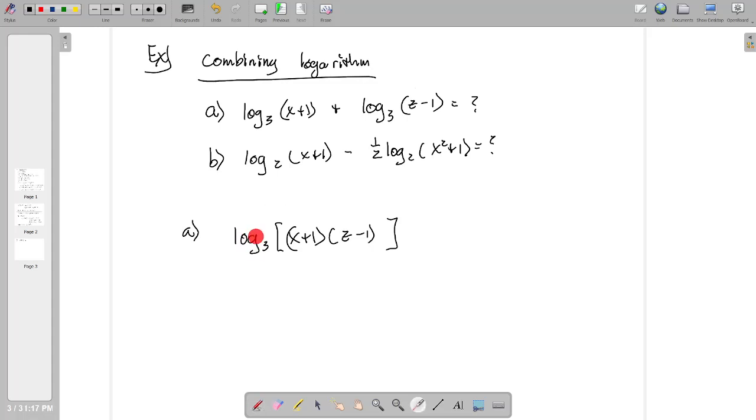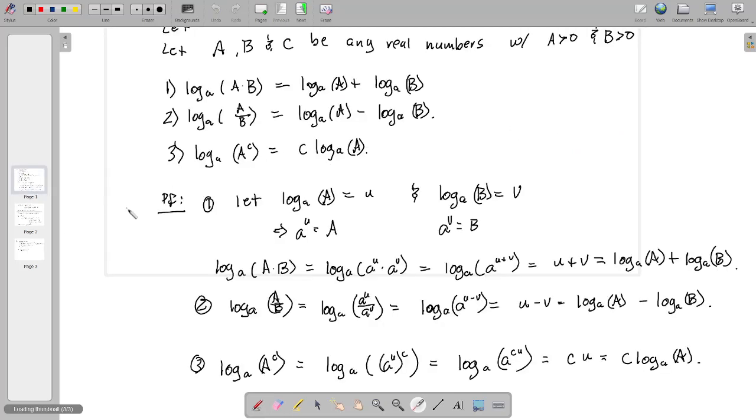Now notice here, this is not two different logarithms. A lot of times students will take this and write it as log base 3 of x plus 1 times log base 3 of z minus 1. This is not correct. We have a sum here between the logarithms.